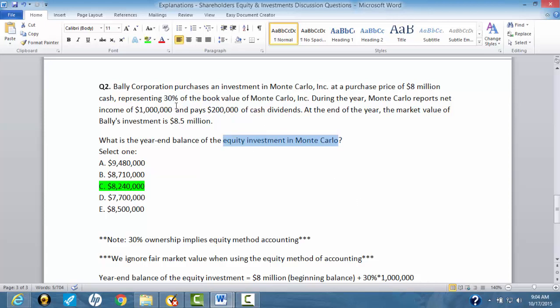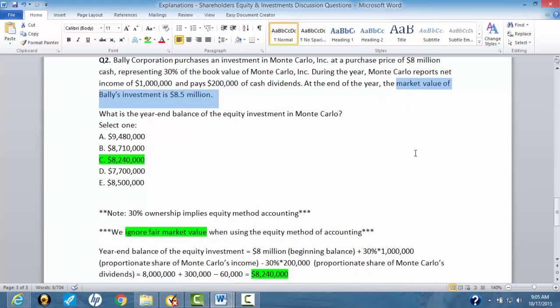Now, first point is that the accounting for any investment depends on the percentage of ownership. Now, for 30% ownership, we are in the range between 20 and 50% ownership. And the equity method of accounting is used for ownership between 20% and 50% of the common stock outstanding. Now, under the equity method, we do not use the fair market value. So what it means is that this market value is ignored.